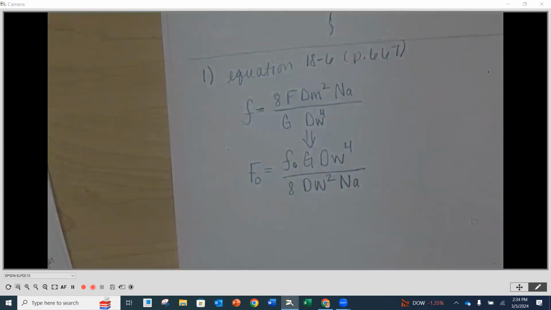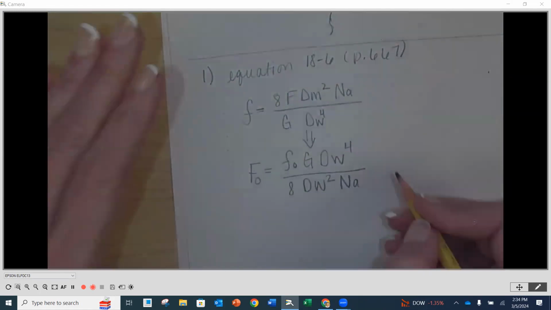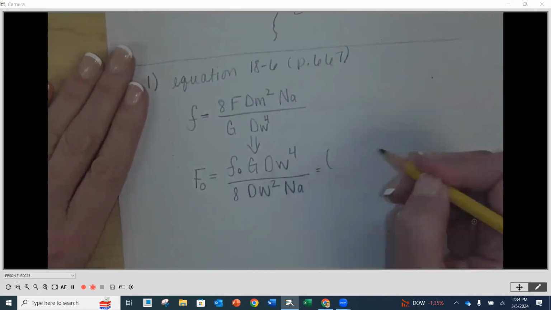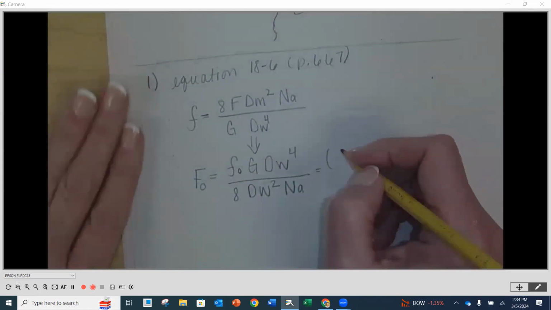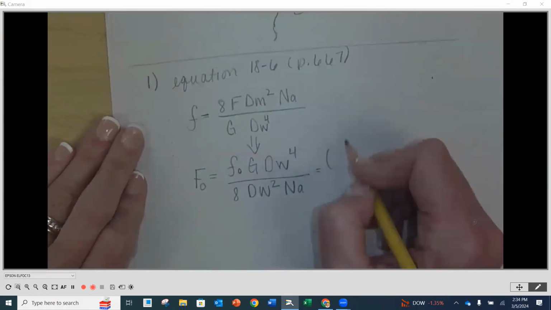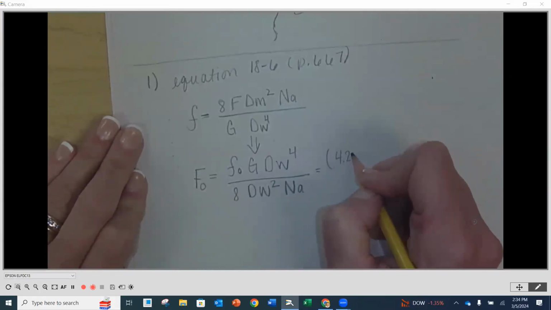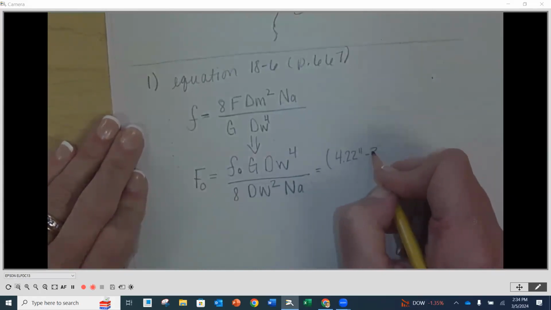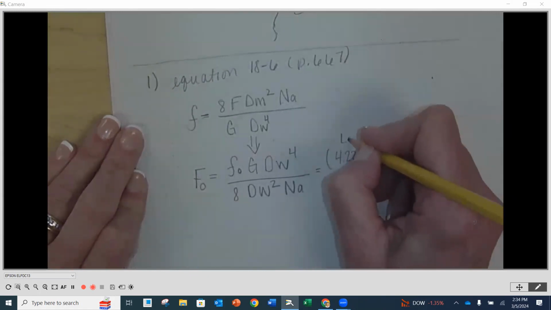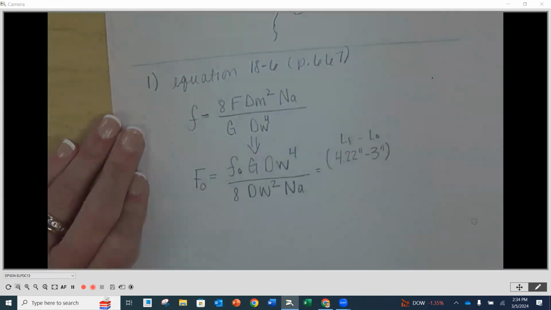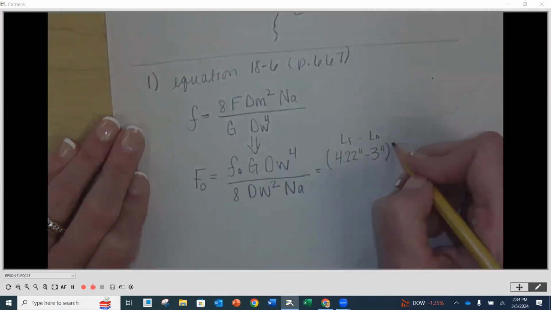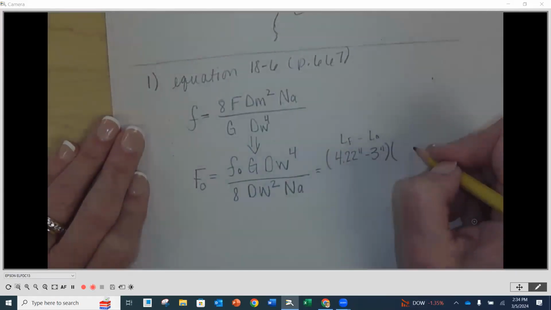So now we're going to plug in our values. I know that my deflection is going to be my free length, so I'll put those variables above. It's going to be the 4.22 inches minus 3 inches. So this is going to be my free length minus my operating length, the distance that they want us to go down to, times our G. That's going to be the 11.85.